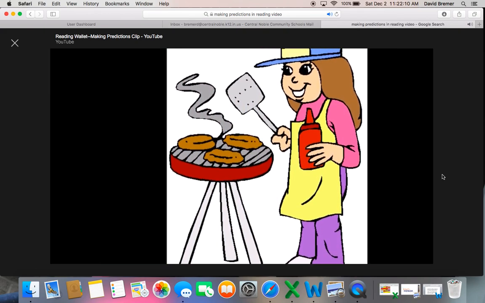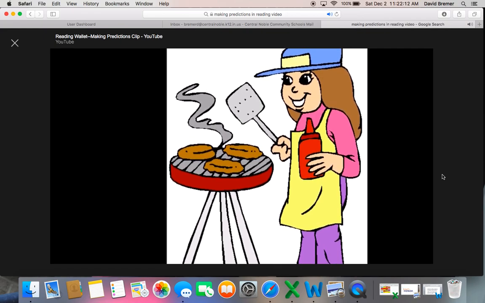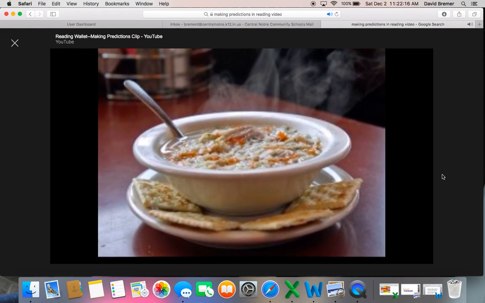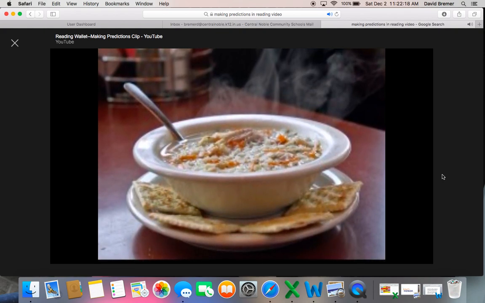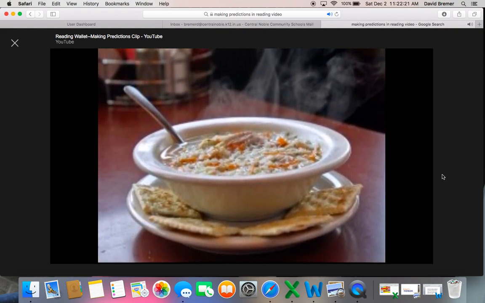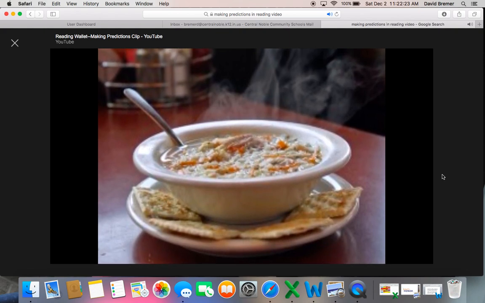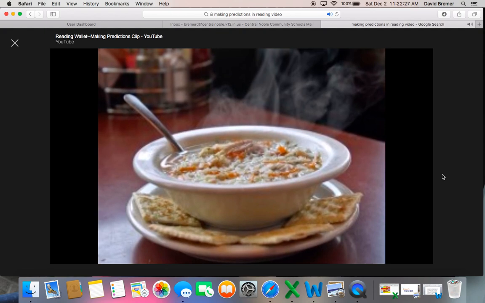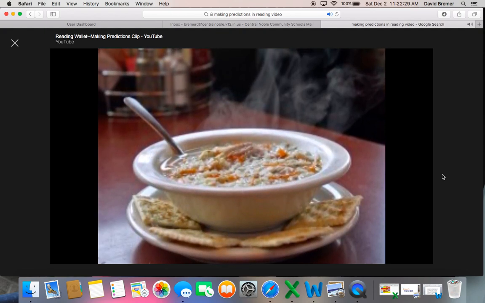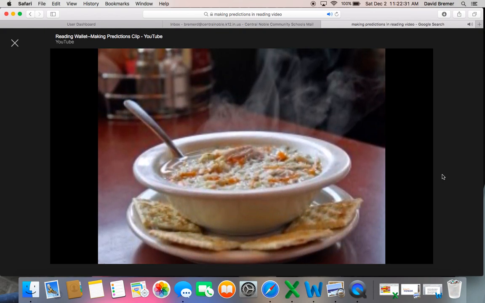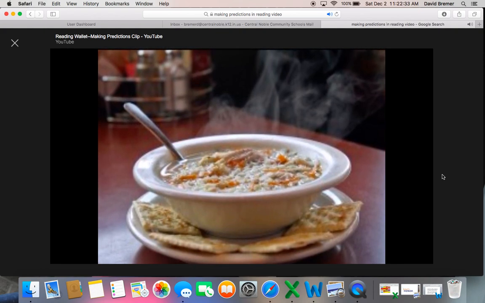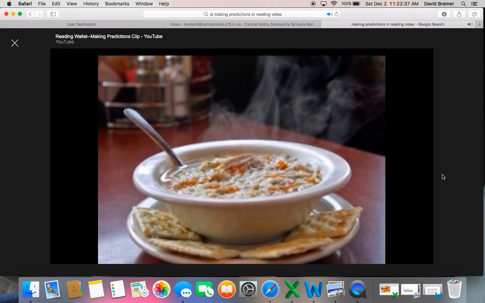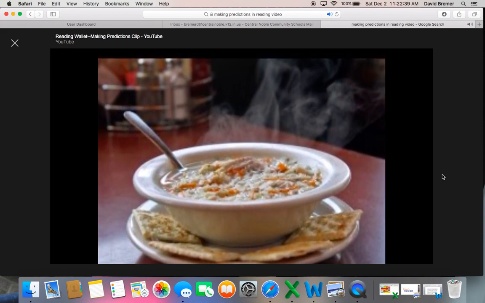Now look at this picture and make a prediction. What will probably happen? You can't really be wrong when you make a prediction, but your prediction has to make sense. If I asked you what would happen if you try to eat this soup while it's hot, and you said you'd probably burn your mouth, that makes sense. But if you predicted that the soup would change color and the spoon would start to dance, then that's not a great prediction because it's not very likely to happen.